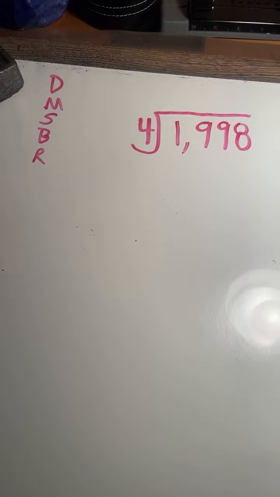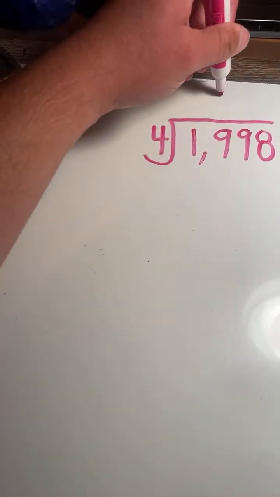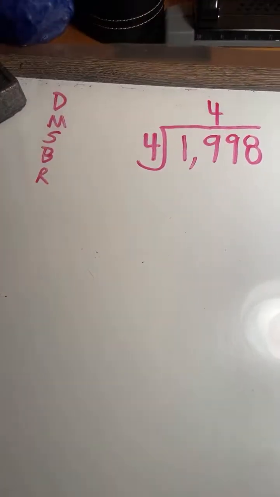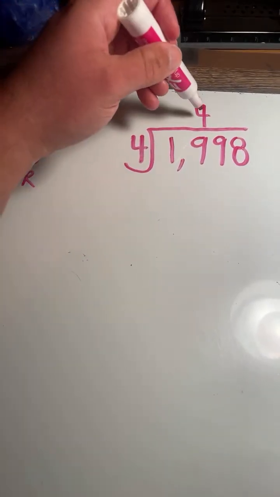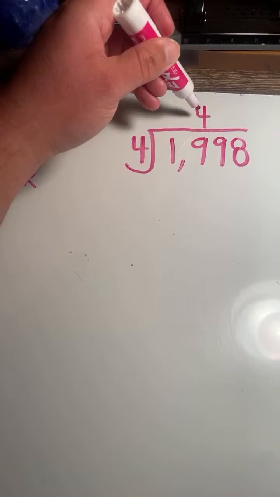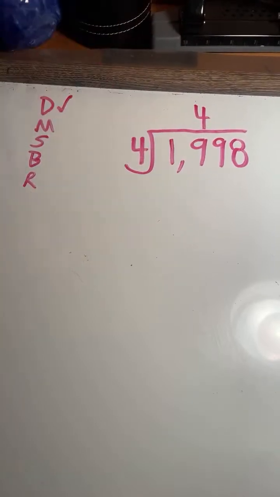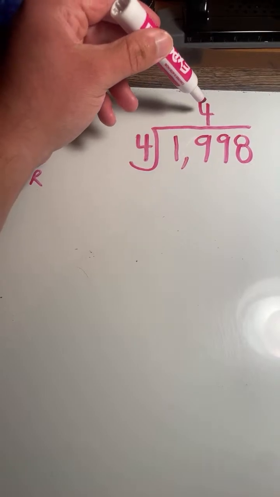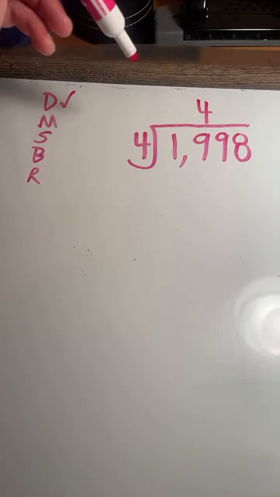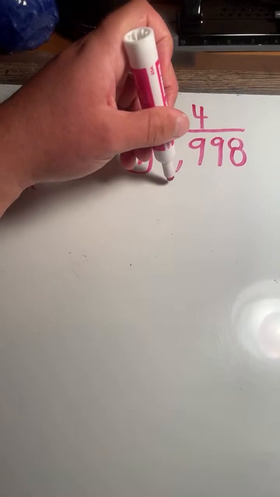So 19 divided by 4 equals 4. There is going to be a remainder here, though. So we just divide it. Next, we have to multiply. So we're multiplying 4 times 4. The answer we get when we divide, that's what we multiply by. So 4 times 4 equals 16.